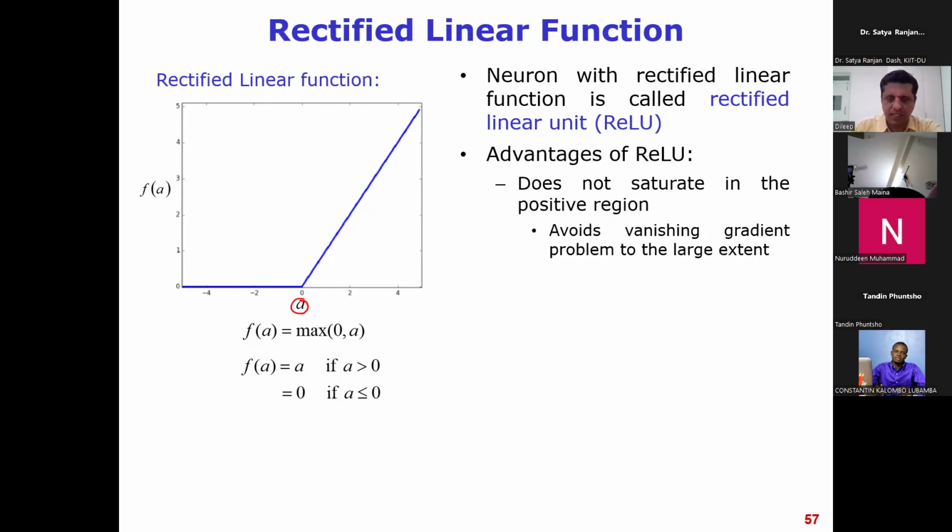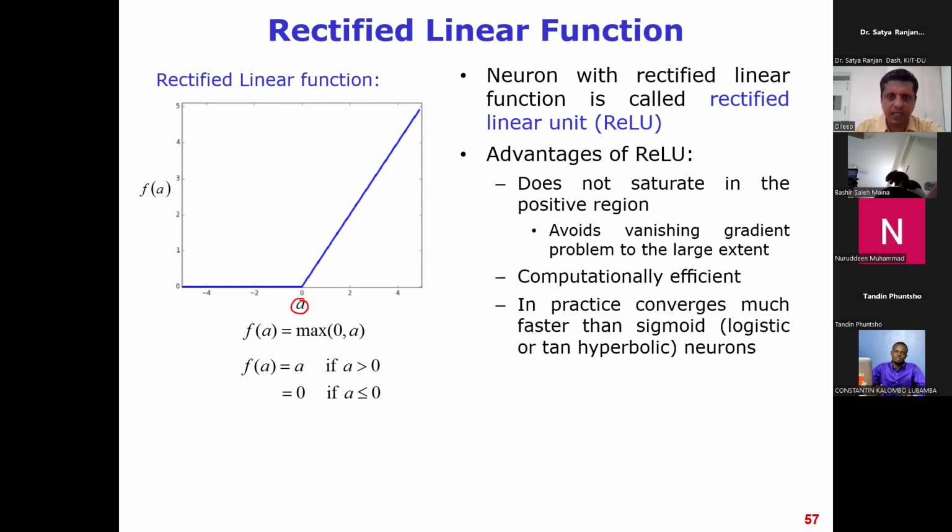So, and also computation is simpler as a result. So this has become more popular in recent days in the context of deep neural networks. So this rectified linear function is used. Otherwise, the softmax activation function is widely used.